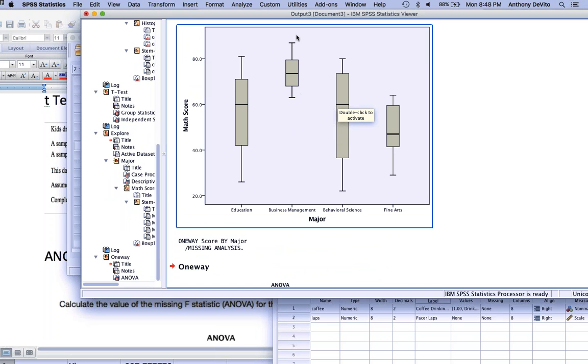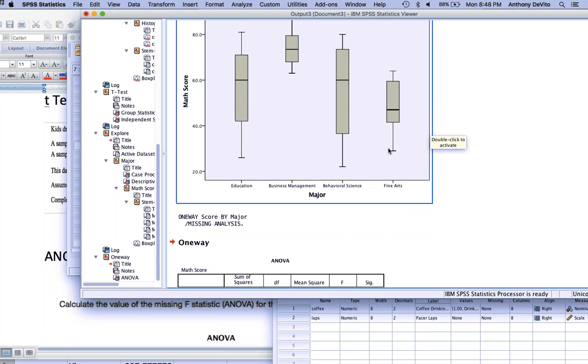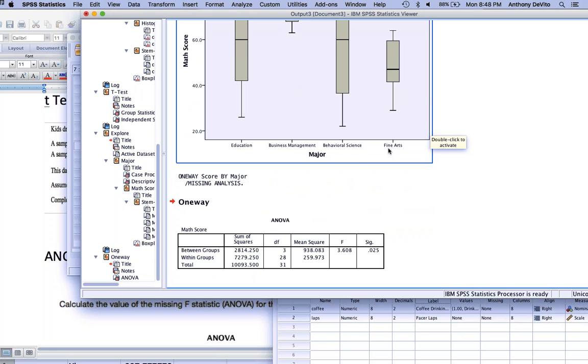It looks like business majors look significantly different than fine arts majors. But even there's some overlap. These others, there's really quite a bit of overlap. So that might be a little bit tougher. So let's take a look at this.